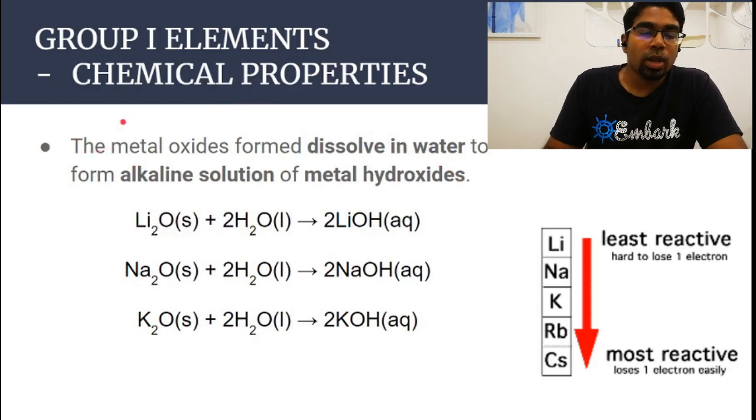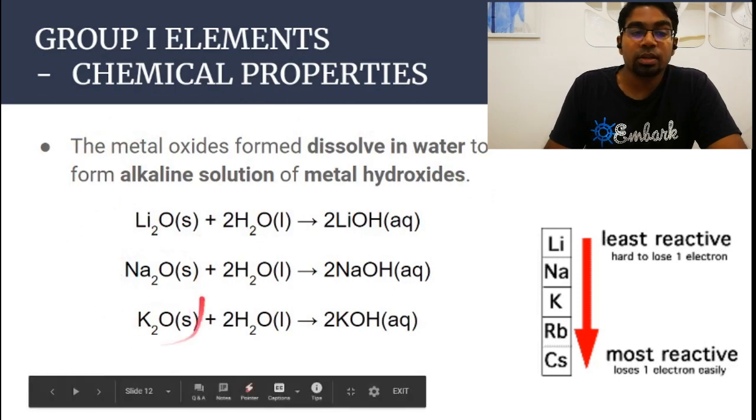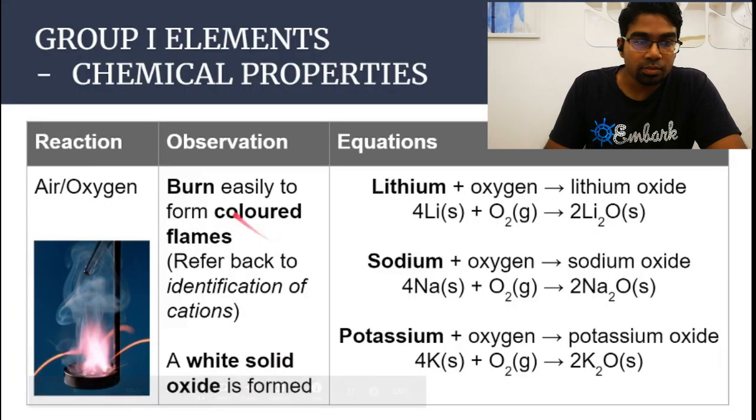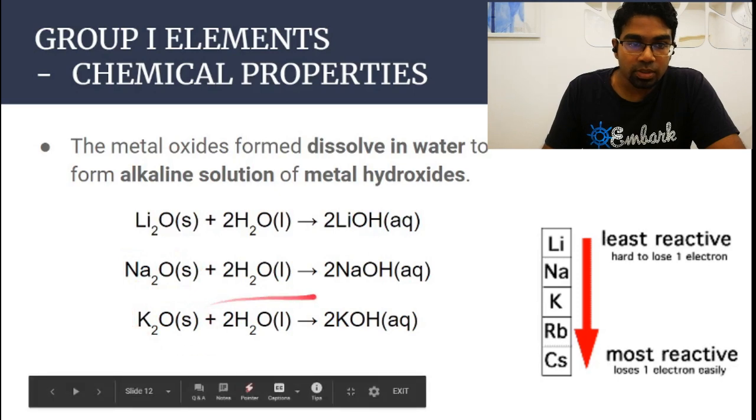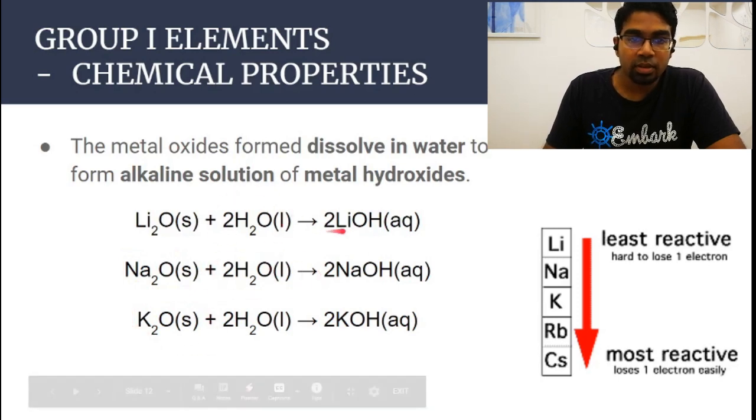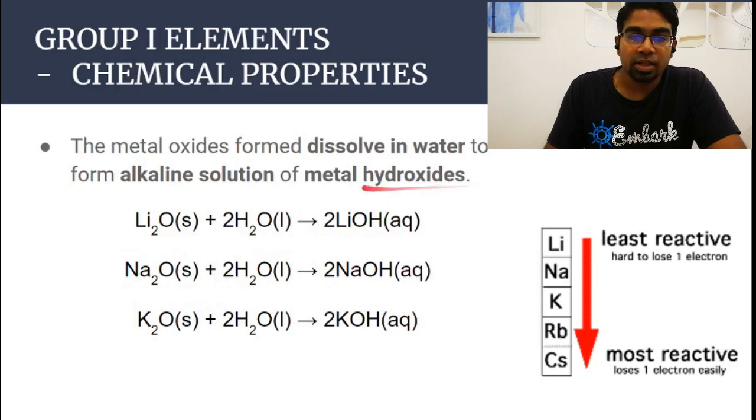Now, when we take these metal oxides, lithium oxide, sodium oxide, and potassium oxide, the ones we got from burning the metals with oxygen, and add them to water, they will dissolve in water to form an alkaline solution of metal hydroxide. Again, we take these oxides from burning the metal with oxygen, dissolve them in water, and then we get metal hydroxides. Hydroxides are alkaline.